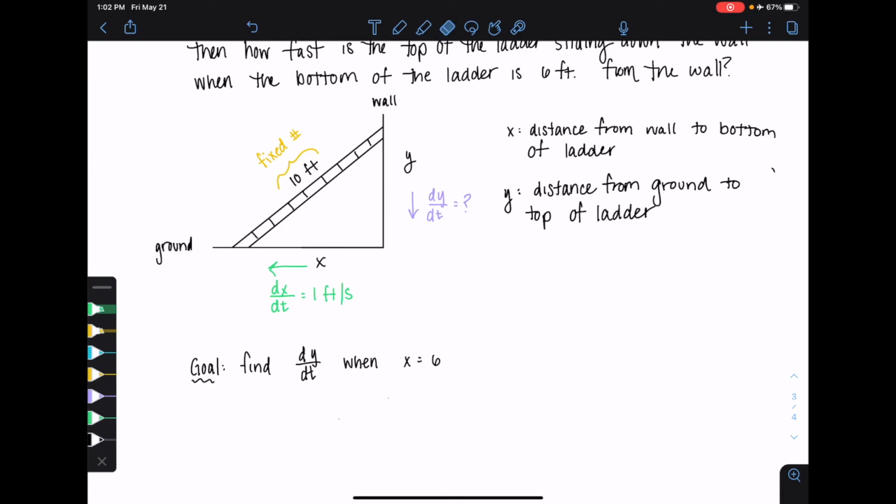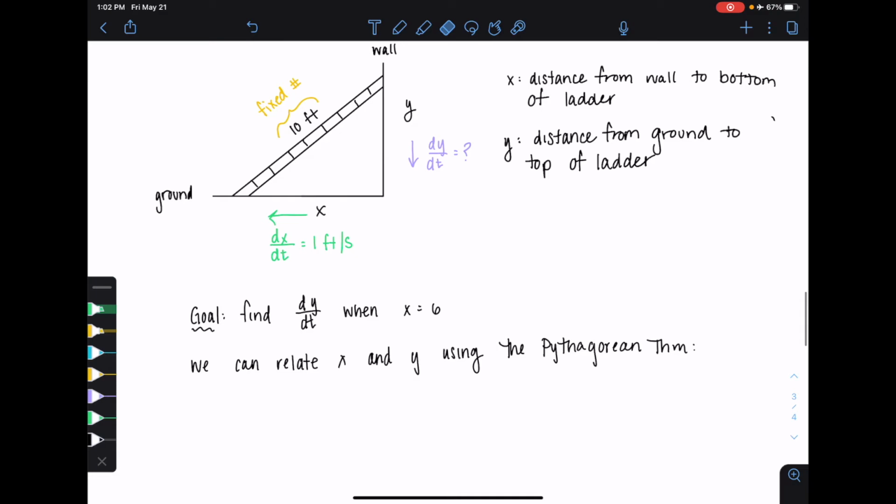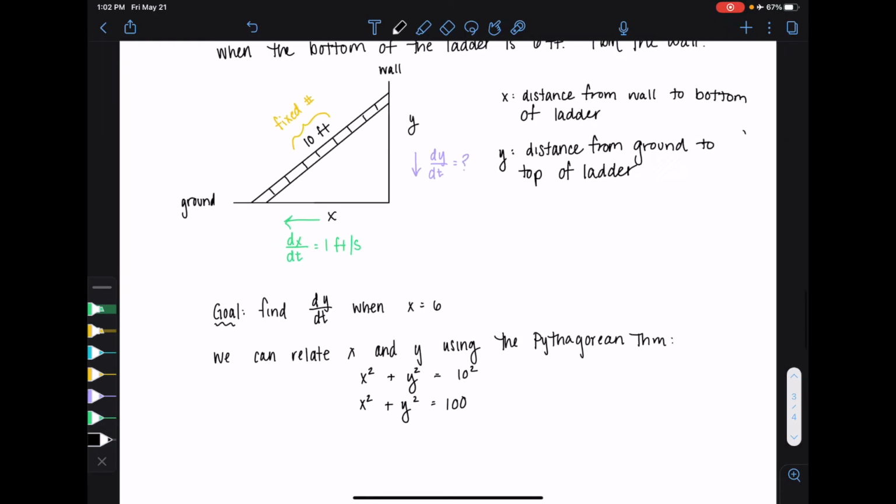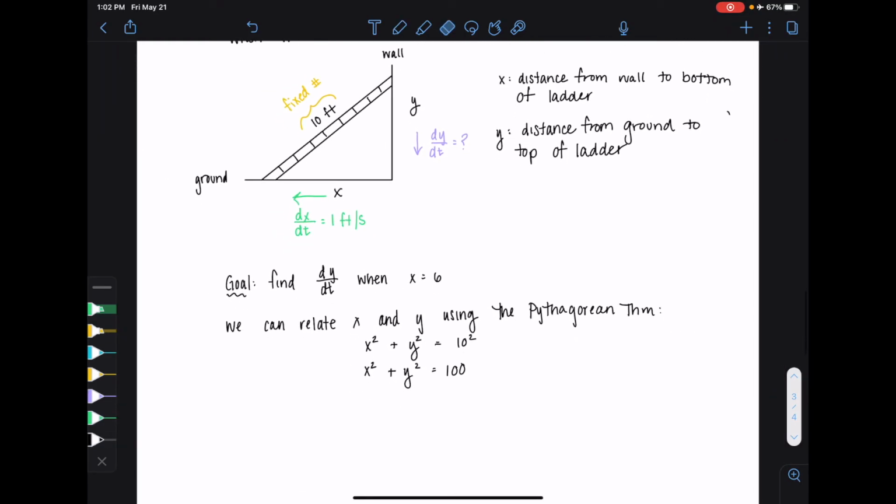Well, it's a triangle, so we can relate x and y using the Pythagorean theorem. So ultimately, my variable x squared plus my variable y squared will always equal 10 squared. So x squared plus y squared will equal 100. Now I'm going to differentiate both sides with respect to time. So I want to take the derivative with respect to time of each piece.